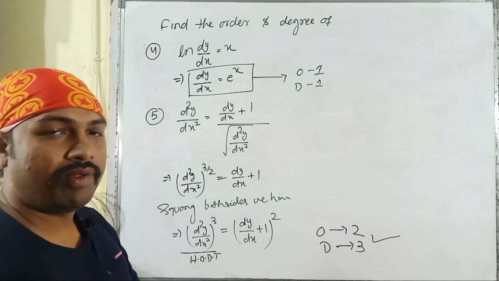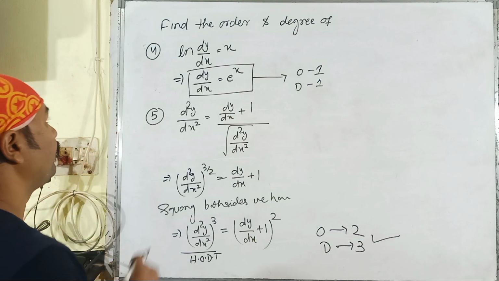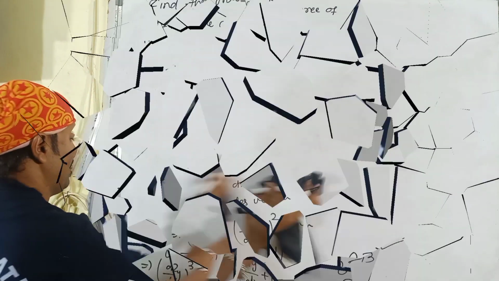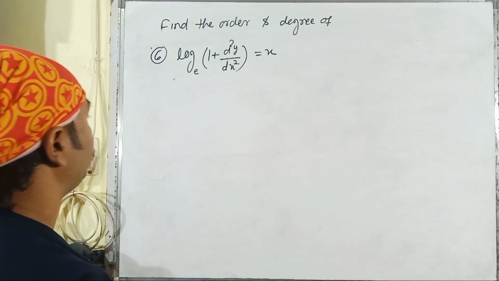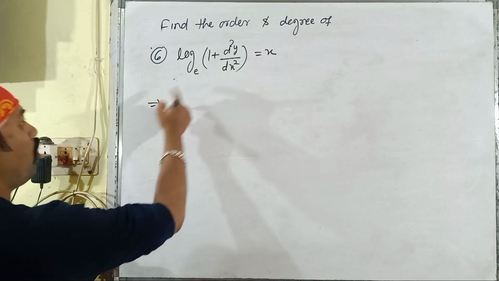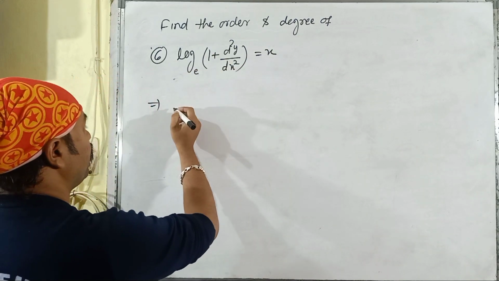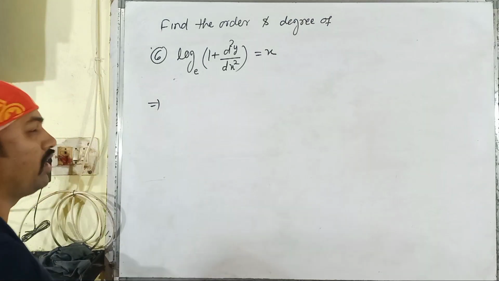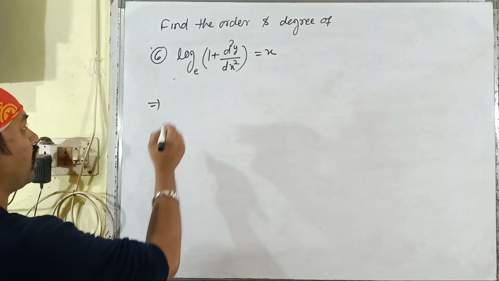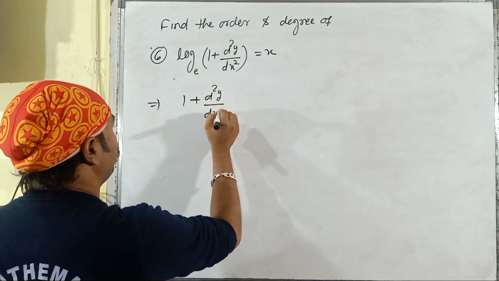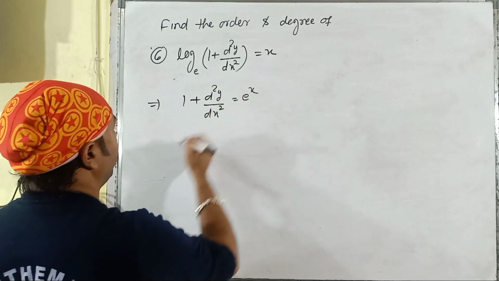Then coming to the problem number 6 and 7. Then coming to the problem number 6, it is given that log of 1 plus d square y upon dx square, base e, is equal to x. So according to the fundamental principles of logarithm, we can write 1 plus d square y upon dx square is equal to e to the power x.